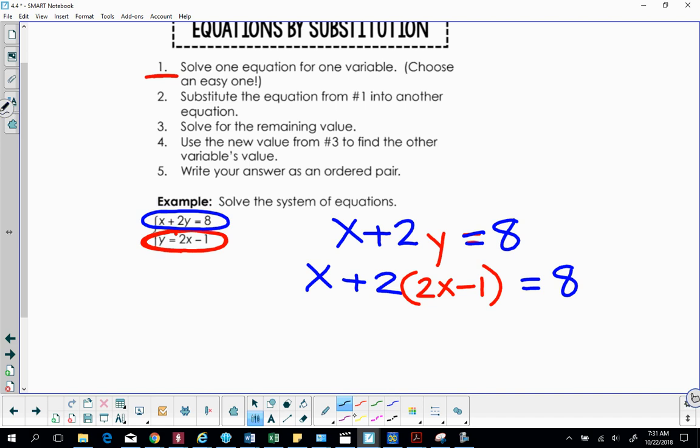So right here I would distribute or multiply. What is 2 times 2x? 4x, right? And then what's 2 times -1? -2. And so you're just solving it basically like a multi-step equation.